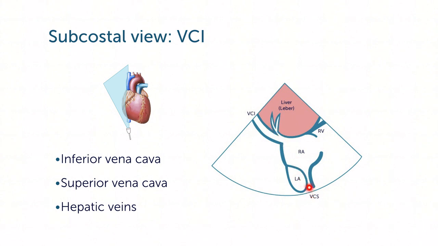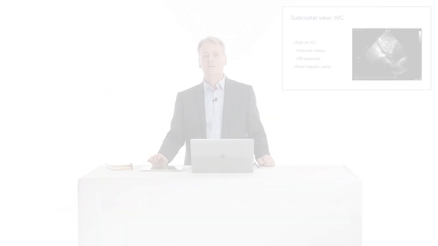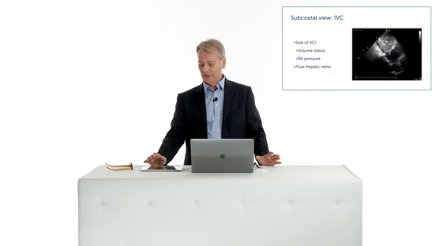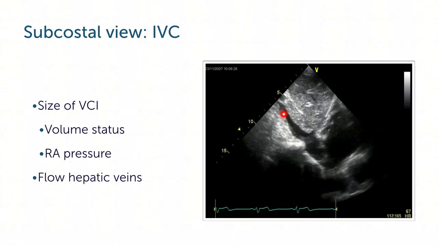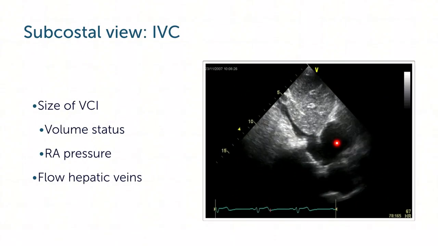If you're not sure what you're seeing, use color Doppler, then you will see the inflow from the SVC as well. And in some patients, you can use this view also to detect a pleural effusion, a right-sided pleural effusion, which would be visible right here. What are the clinical indications for this view? Well, basically to assess the size of the IVC, which corresponds to right atrial pressure.